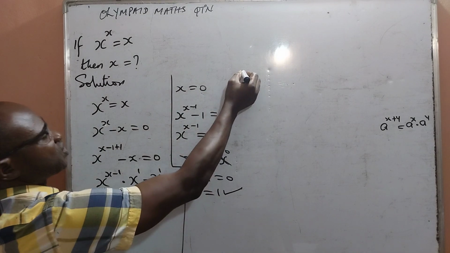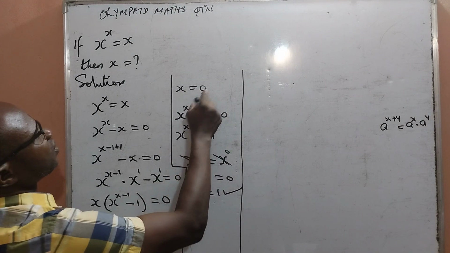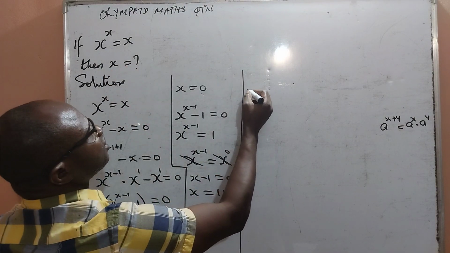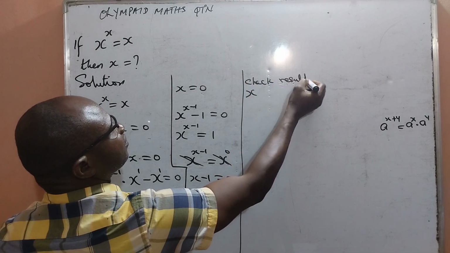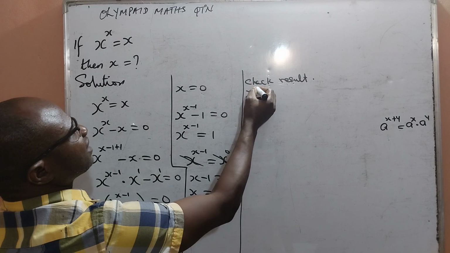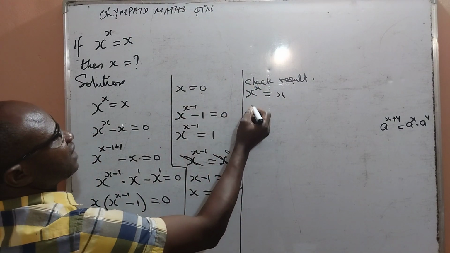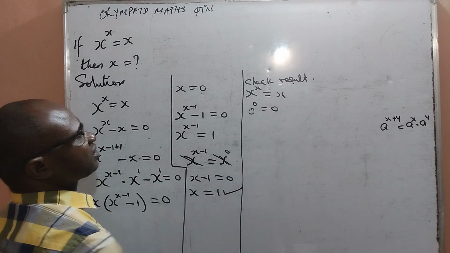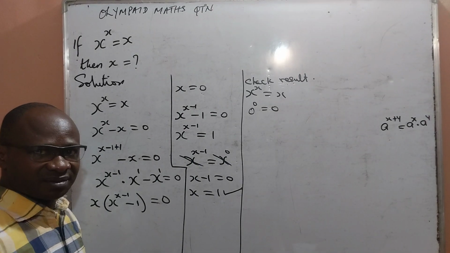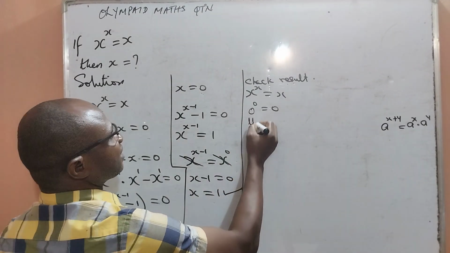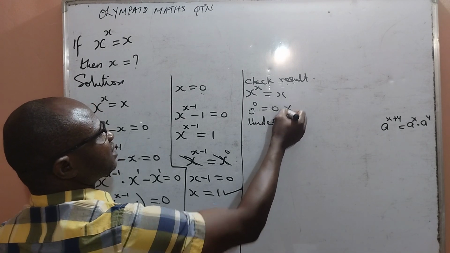We want to test to see which one is correct. Testing with x equal to 0, the first answer, from the original question, that is checking the result. I have x raised to power x equal to x. So if x is 0, I have 0 raised to power 0 equal to 0. This is actually undefined. We cannot have 0 raised to power 0, so this is undefined, and we cannot take this.